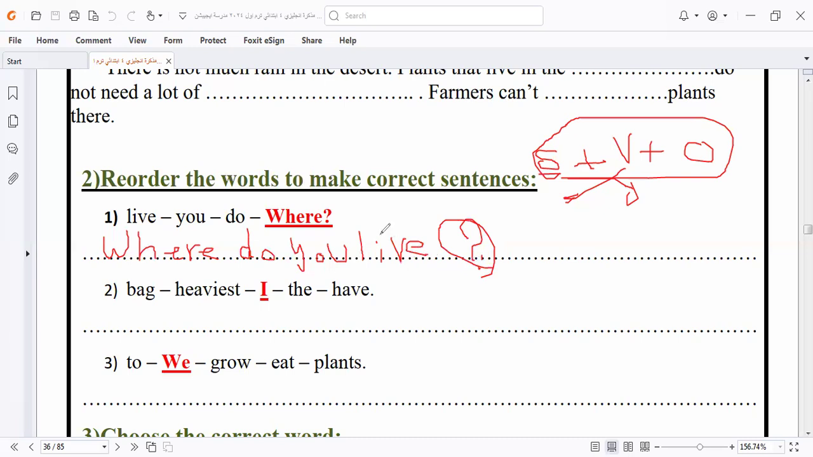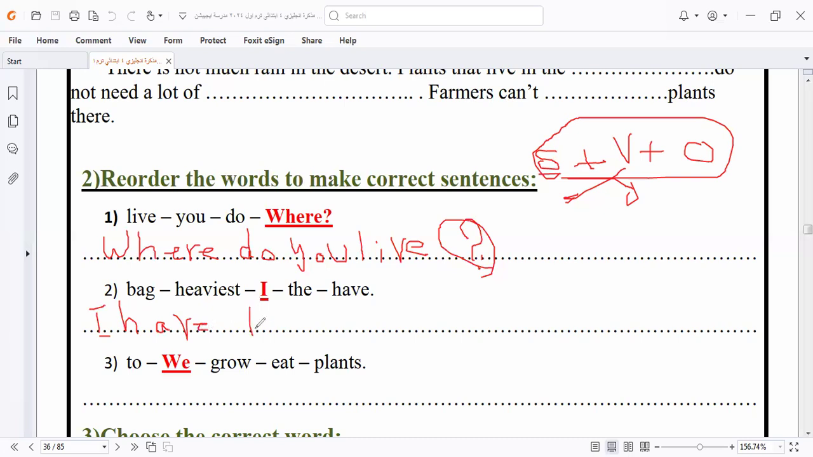In the rearrange, you must put the question mark, and in the punctuation, if we have a question, you must put the question mark at the end of the sentence. Okay. They have, they have. So the answer will be: I have the heaviest bag. I have the heaviest bag.